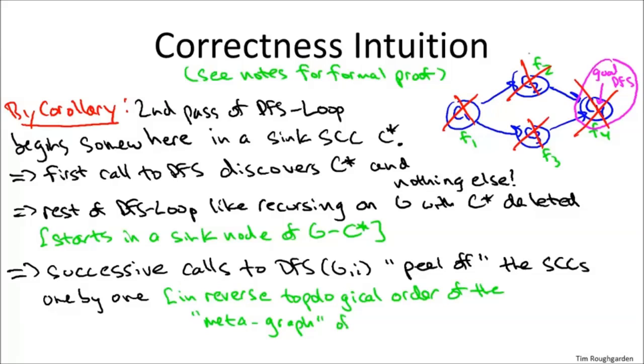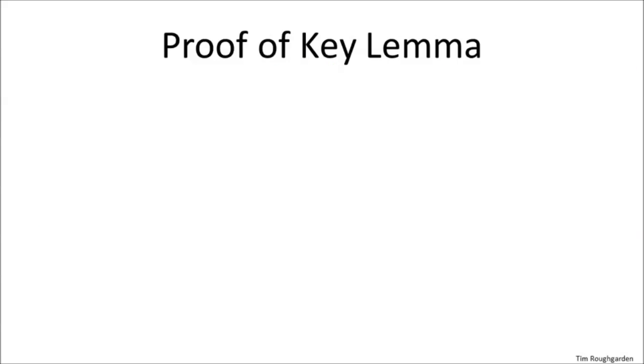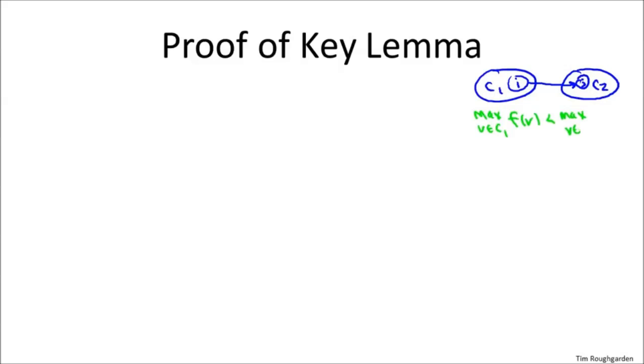And so what we need to do is prove the key lemma. Let me remind you what it says. It says if you have two adjacent SCCs, C1 and C2, there's an arc from a node in C1, call it I, to a node in C2, say J, then the max finishing time in C2 is bigger than the max finishing time in C1. Whereas always, these finishing times are computed in that first pass of depth first search loop in the reversed graph.